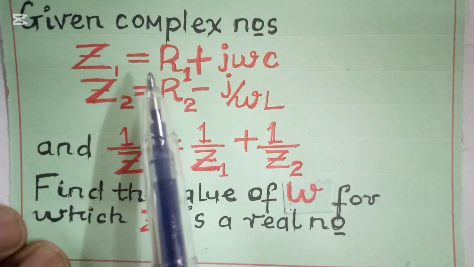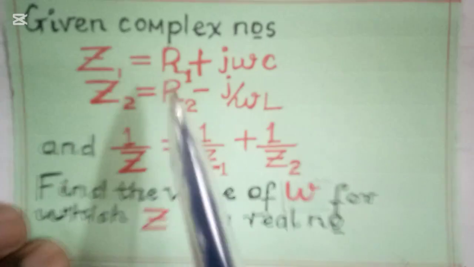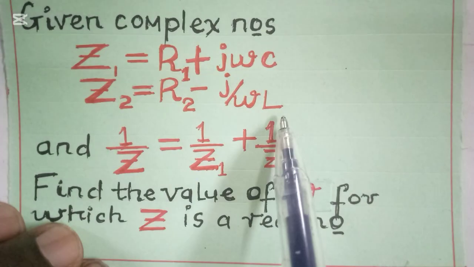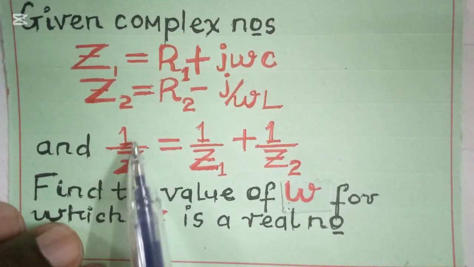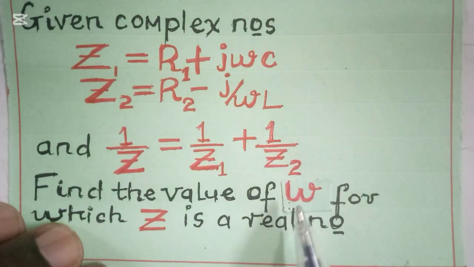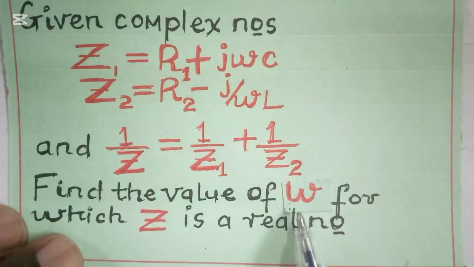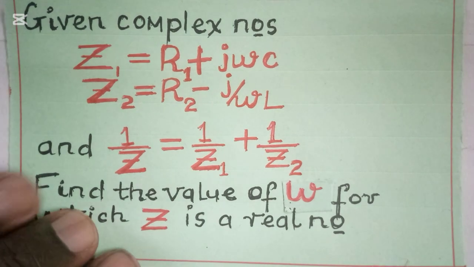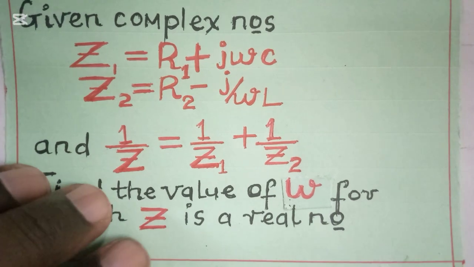Guys, I read the question first. Given complex numbers z1 equals that, z2 equals that, and 1 over z equals 1 over z1 plus 1 over z2. Find the values of w for which z is a real number. And so guys, we do that problem.